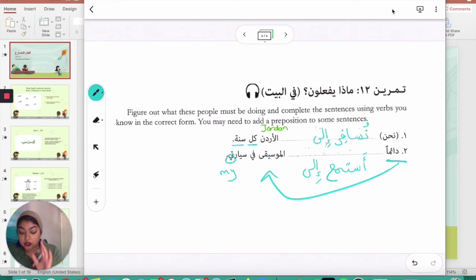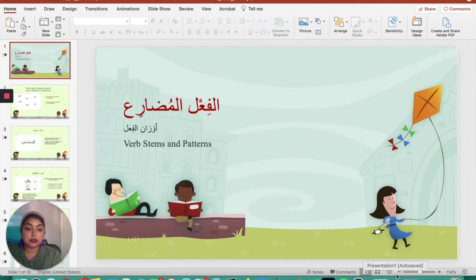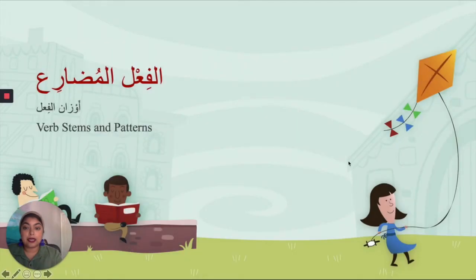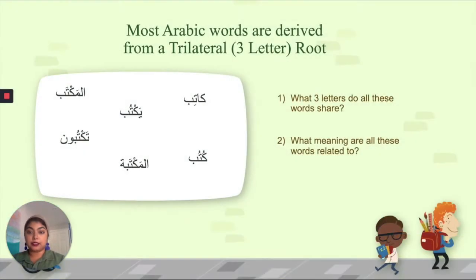Okay, so those are verb conjugations. Now what we're going to go into, let me switch the screen here, is verb patterns. We're going to talk about verb patterns and stems. We call this الجذر والوزن. So here we have أوزان الفعل, your verb patterns.